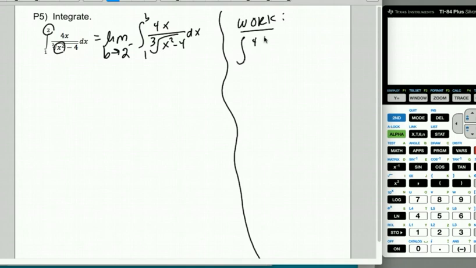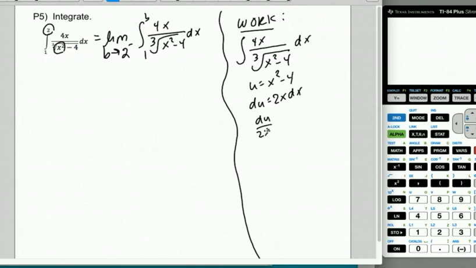If I integrate 4x over this cube root of x squared minus 4, and I call my u the stuff on the inside in the denominator, which is the smart call, I get that du is 2x dx. So I'm going to get du over 2x is my dx. So there's a 2 that doesn't cancel from the top. Essentially this is 2 over u to the 1/3 du, which means we're integrating 2u to the negative 1/3 du.